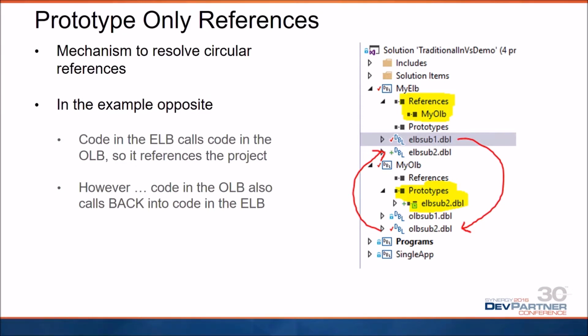Okay? And you'll see there's, as well as the references folder, a prototypes folder. That's what that is for. It's for resolving those circular references. And all it does is it makes the prototype for that routine available in this library as well, so that it can be built independently of the other library, essentially.